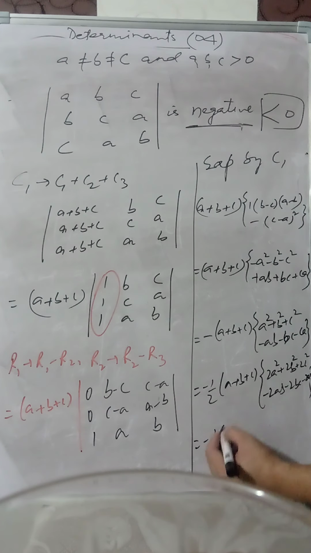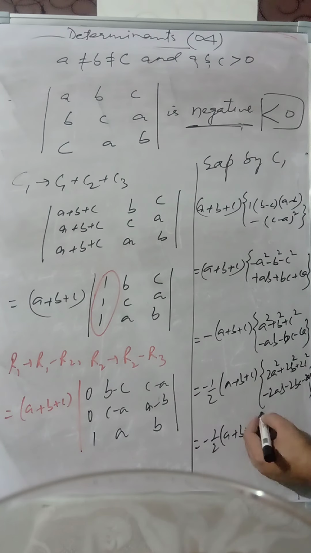This will be minus 1/2 (A plus B plus C) times [(A minus B) whole square plus (B minus C) whole square plus (C minus A) whole square]. Right? Now this is the sum of squares, which will always be non-negative.